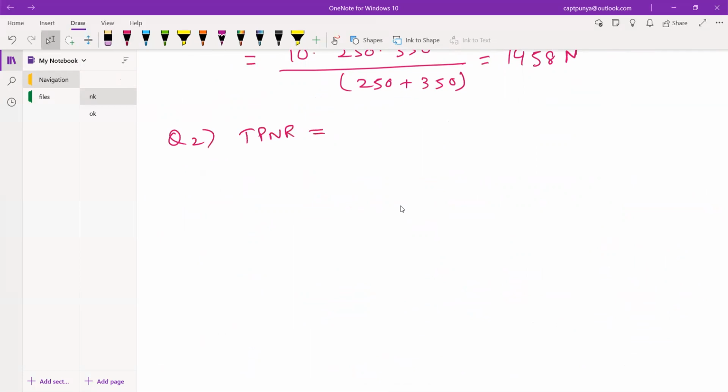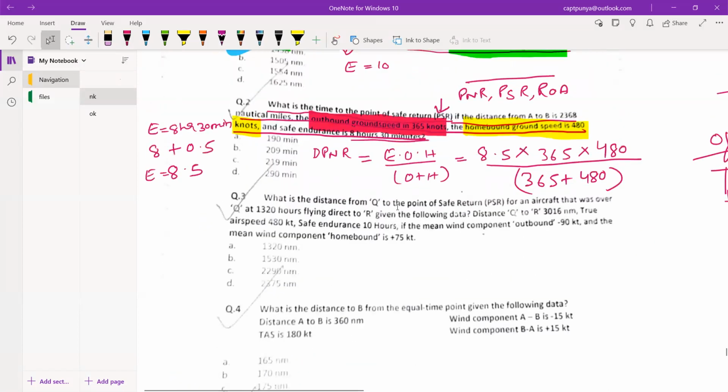टाइम टू पीएनआर का फॉर्मूला जो होता है वो होता है E into H divided by O plus H. You can get directly answer from this formula, but what I'm doing is I'm first calculating distance to PNR, and why I'm doing that I will tell you why.